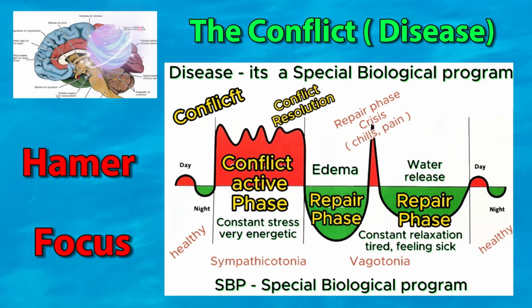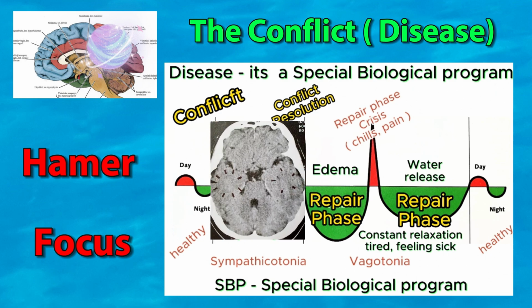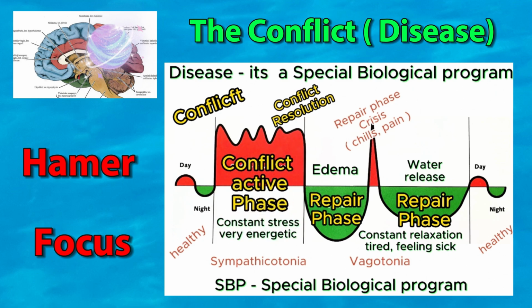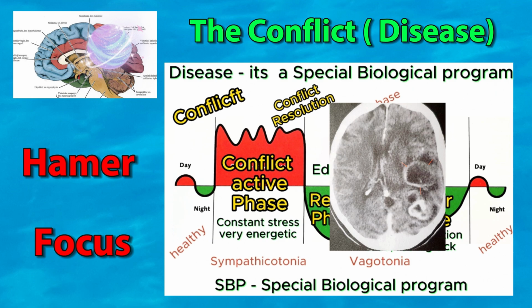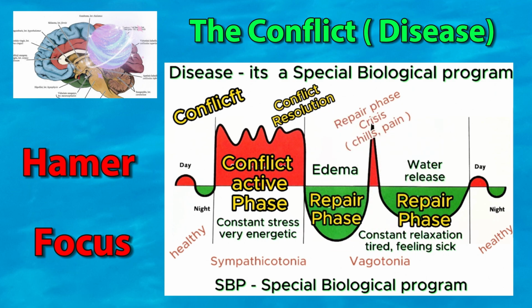The location of the Hammer focus in the brain provides information about what conflict has happened and which organ is affected. Furthermore, the appearance of the Hammer focus shows in which disease phase the patient is. The sharp-edged and hardly visible Hammer focus indicates that the patient has not yet resolved the conflict. The blurred and fuzzy Hammer focus in computed tomography scans indicates a resolved conflict, which means that the patient is healing.